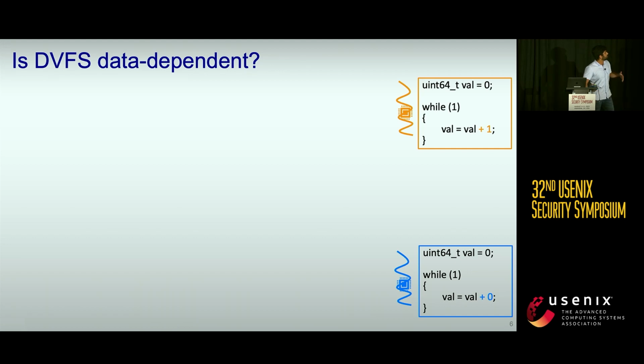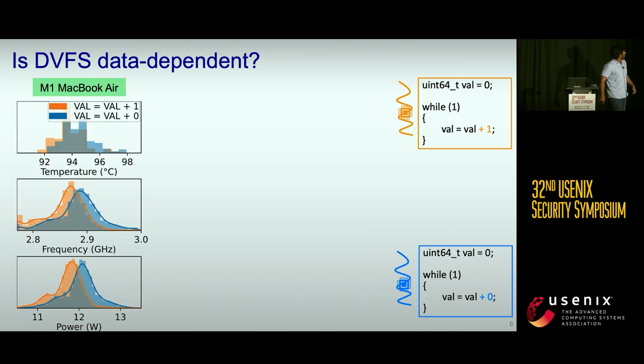In the first workload, we increment a variable by 1 in an infinite loop, whereas in the second workload, we increment the variable by 0. Here are the results of these experiments on an M1 MacBook Air. We see that the temperature of the CPU remains constant when running both these workloads.